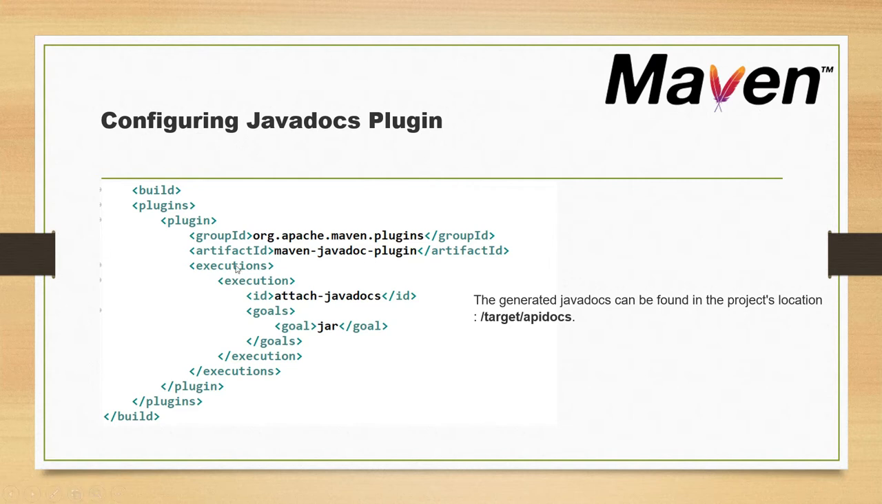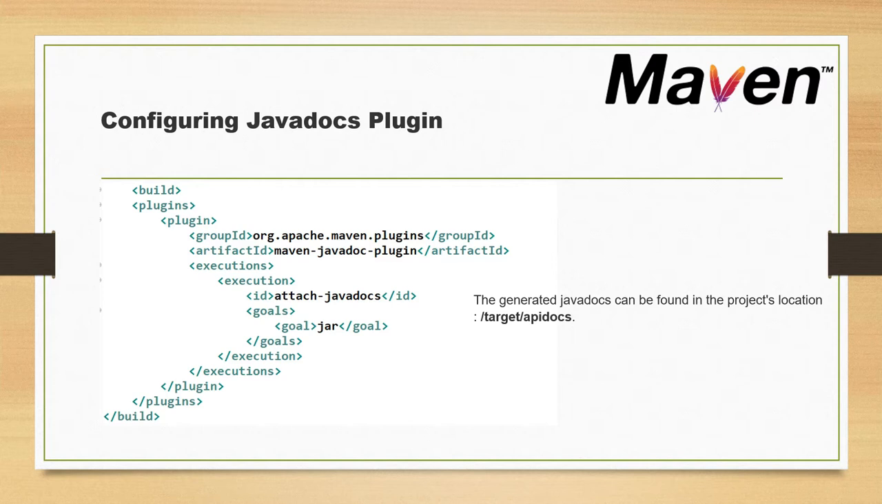Inside the executions you have the execution attach-javadocs, and the goal I have specified as jar. I would like to generate the Javadoc jar file as well, and that's the reason I have specified the goal as jar here.